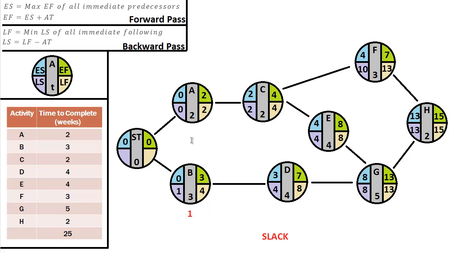Now for A, we don't have any slack at all. C, we have no slack. D, we have 1 week of slack. So we'll type that in there.